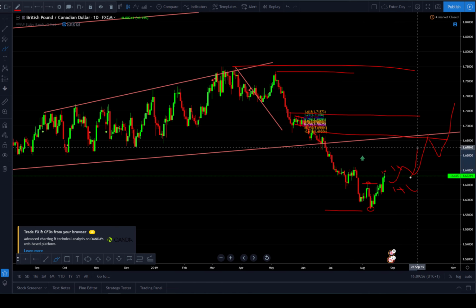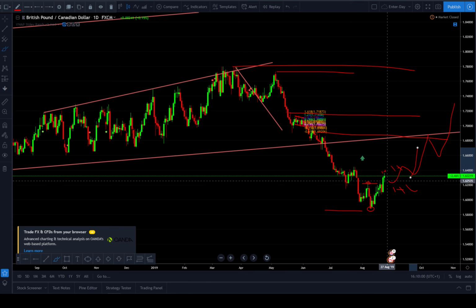Then expect it to go again higher low, higher low until we see. Okay, you have to look at the big picture. Okay, moving on.